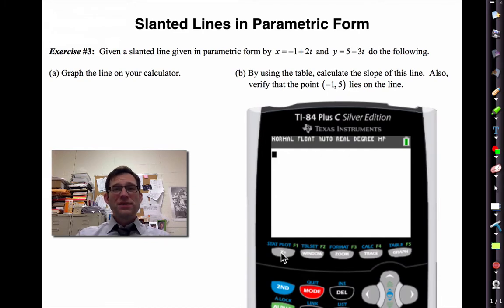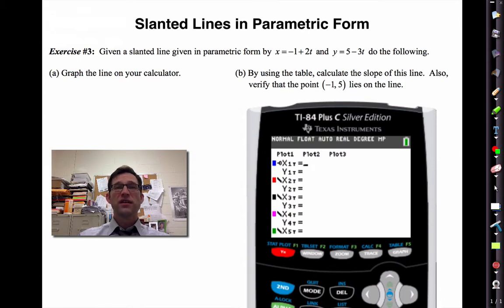Let's hit y equals. Clear out any equations you might have in there. And in x1 of t, let's put in negative 1 plus 2t. Enter. In y1 of t, let's put in 5 minus 3t. Enter.